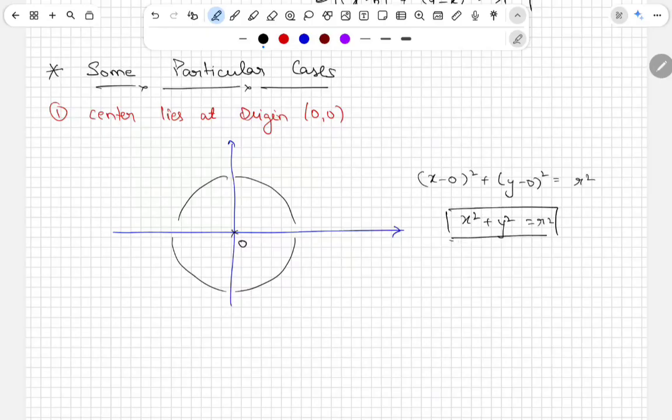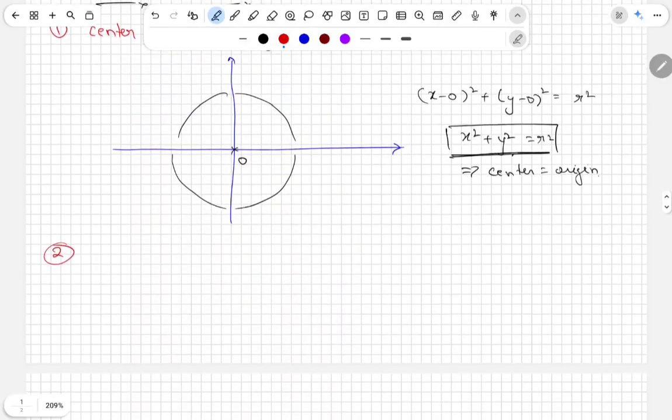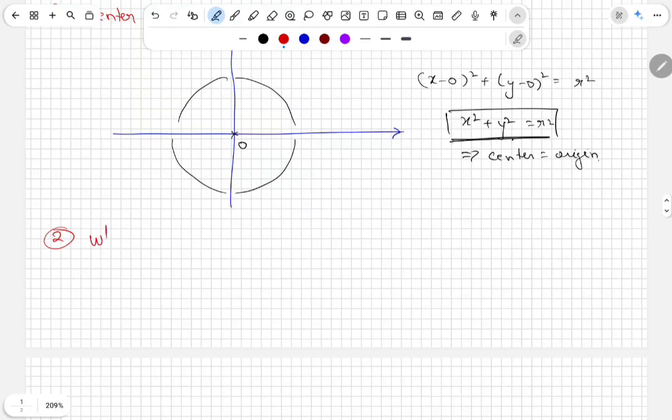If you see an equation of this form, what does that imply? It implies center is at origin. I hope it was clear. Let's move forward to the second case. Second case says when circle passes through origin. Circle is passing through origin.